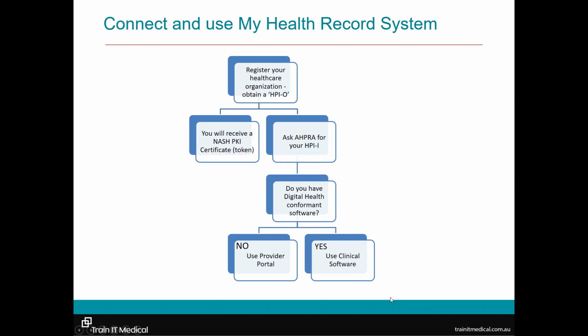So this little flowchart here, in case it helps, I thought this might help. You register your organisation and you obtain a HPIO. You can use those online forms through digitalhealth.gov.au. You will receive a NASH PKI certificate to be loaded. Also, contact AHPRA or look on your registration, look for your HPII.